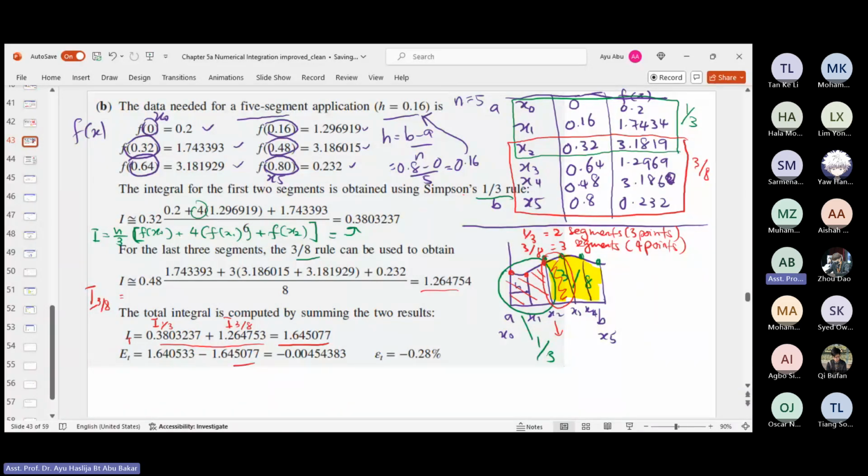This is your approximate value. This is your true value that you calculated earlier. It exceeds a bit, but is still within an acceptable limit. Error of 0.28%.